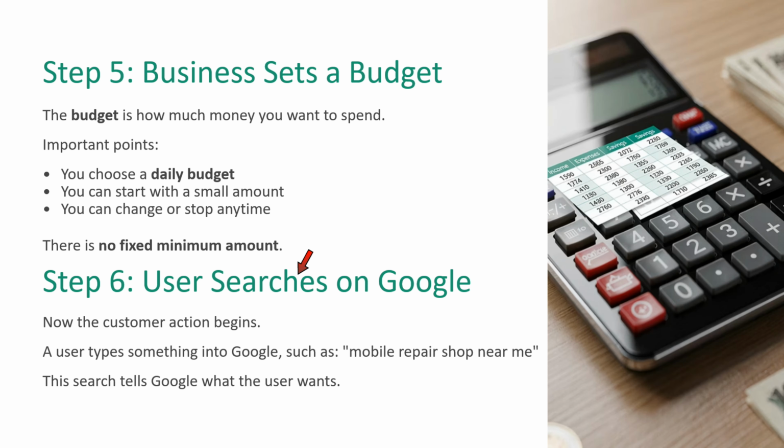Step 6. User searches on Google. Now the customer action begins. A user types something into Google, like mobile repair shop near me. This search tells Google what the user wants.